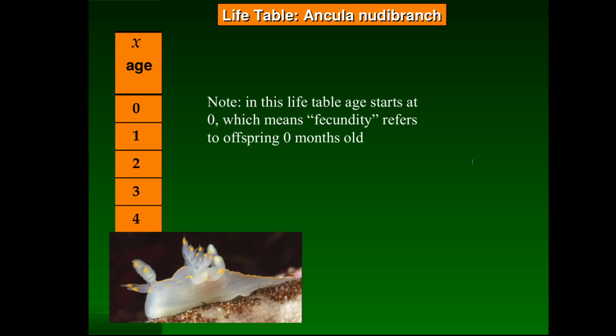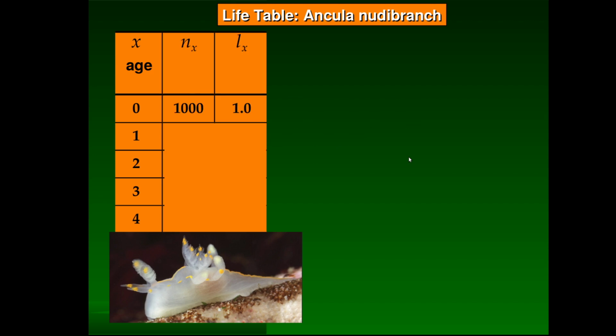We can break down age into any units we want, whatever is most interesting or most convenient. Let's say for our example that we break down age into 1 month intervals. Age is symbolized in a life table by the letter x. So we start with 1,000 individuals at age 0, or 0 months. And this number is symbolized by N of x, the number alive at age x. What proportion of these 1,000 individuals are still alive at age 0? Well, that's obviously 100%. So the survivorship at age 0 is 1.